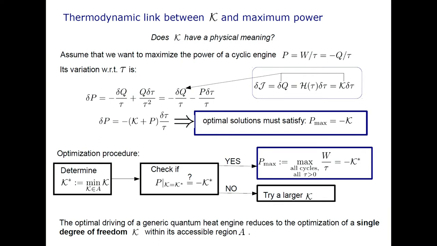So this gives us a clear optimization procedure. We take the set of all possible values of this conserved quantity that are consistent with the master equation and the Hamilton equations. We check if the power is equal to minus k. If this is the case, then we know that this is the optimal power solution. Otherwise, we should try a larger value of k. But as you're going to show for your qubit, the minimum k is already a good solution.